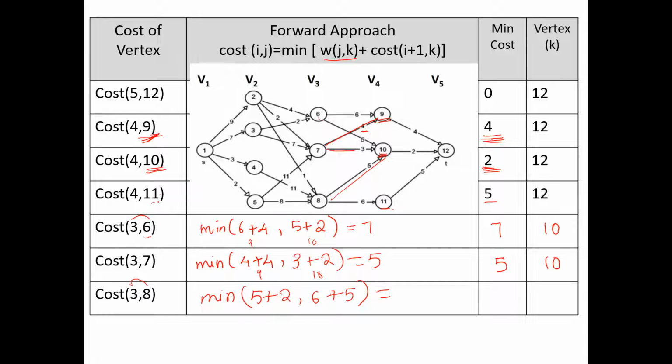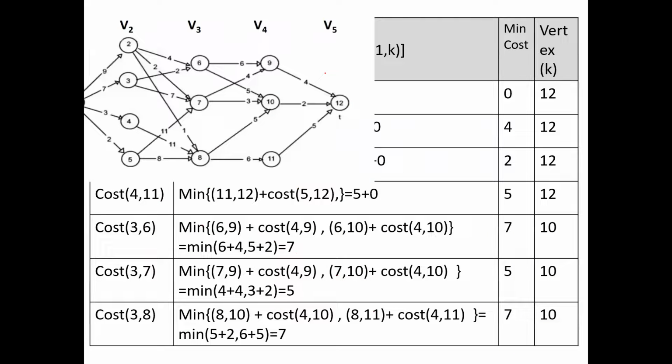So which among these is minimum? 7, right? Now you can see that this minimum cost is towards the vertex 10 and this is towards the vertex 11, so the vertex 10 is giving us the minimum. And what is the minimum cost? 7. So we are updating 7 and the vertex 10. Is there any doubt? For now we have finished all the vertices in stage 3. I hope there is no doubt.